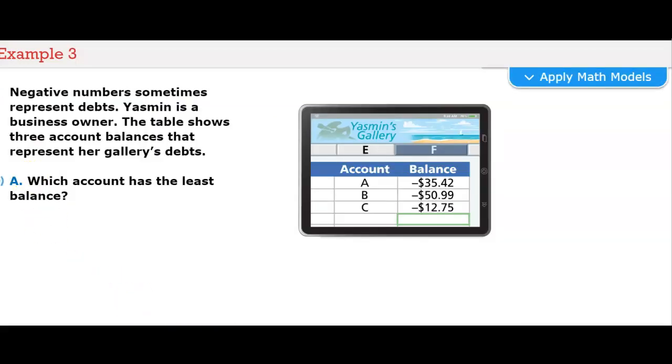Negative numbers sometimes represent debts. Yasmin is a business owner. The table shows 3 account balances that represent her gallery's debts. Part A. Which account has the least balance?